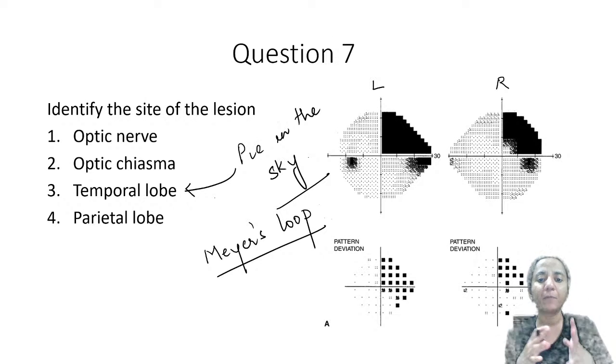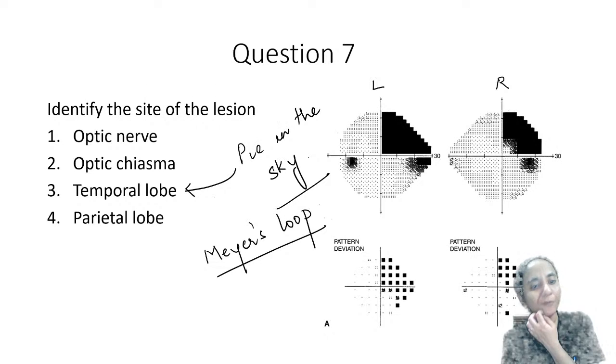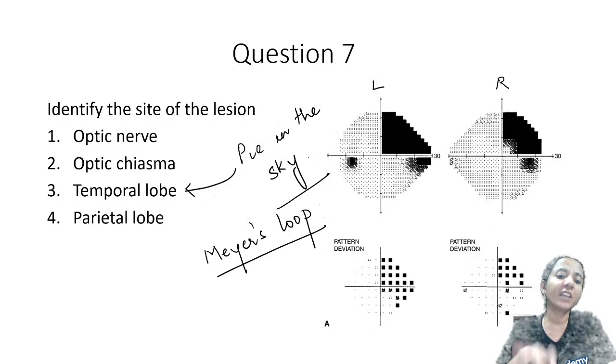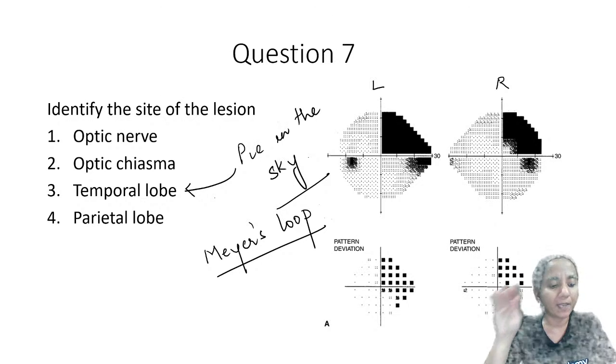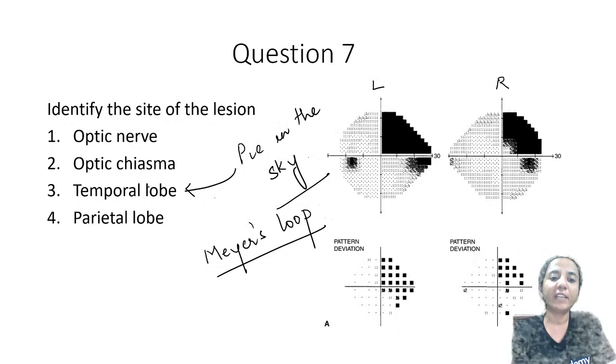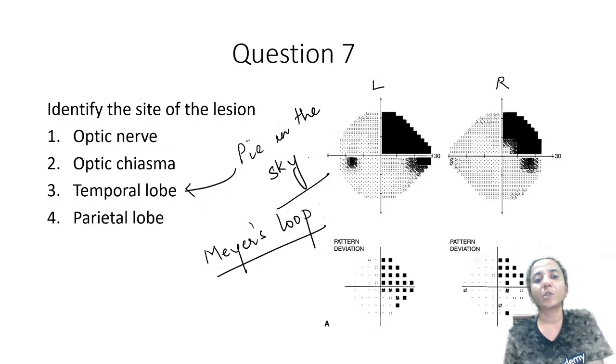It contains the inferior fibers of the optic radiation. Right? The inferior fibers of the optic radiation pass through the temporal lobe, and that's called the Meyer's loop. And when you have a lesion there, you end up with this, that is called the pie in the sky. So this is pie in the sky.